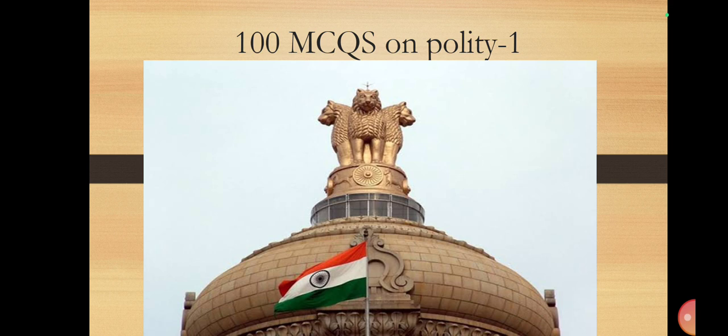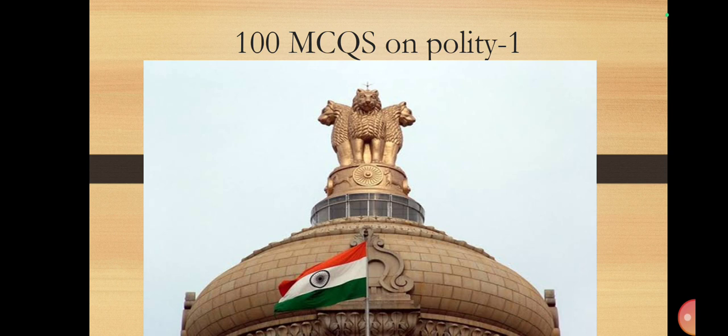Question number 78. Consider the following statements. The maximum strength of Lok Sabha is fixed at 552. Out of this, 530 members are the representatives of the states, 20 members are to be the representatives of the UTs, and 2 members are to be nominated by the President from the Anglo-Indian community. For the purpose of holding direct elections to the Lok Sabha, each state is divided into territorial constituencies.